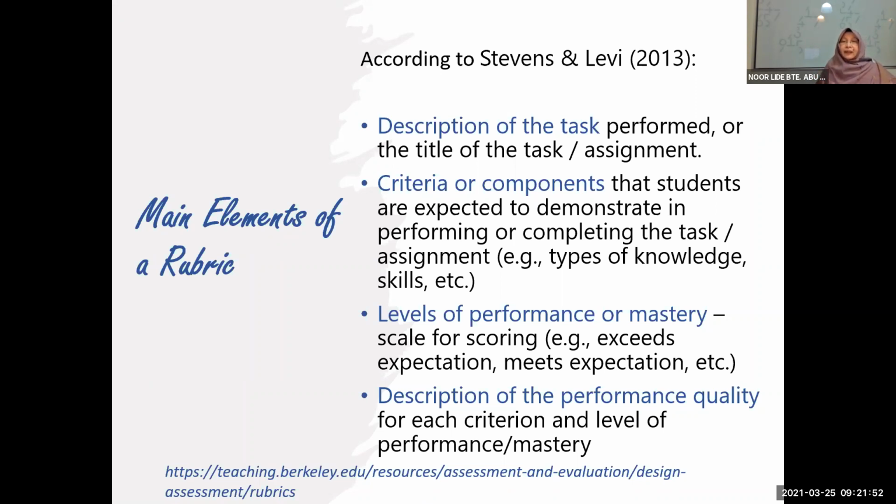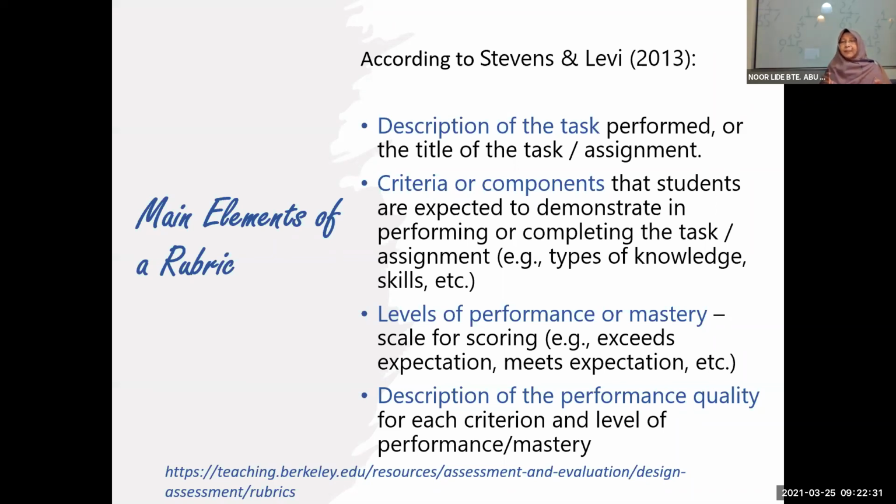And then the third one is the levels of mastery. This is the scale, not the rating scale, the scale. The scale can be a 3-point scale, where you say exceeds expectations, meets expectations, or not meeting expectations. Or you can make it into a 5-point scale, or a 10-point scale. This is also a very important thing that we need to think about, because it has to do with the precision of our measurement. It will also tie to our grading.